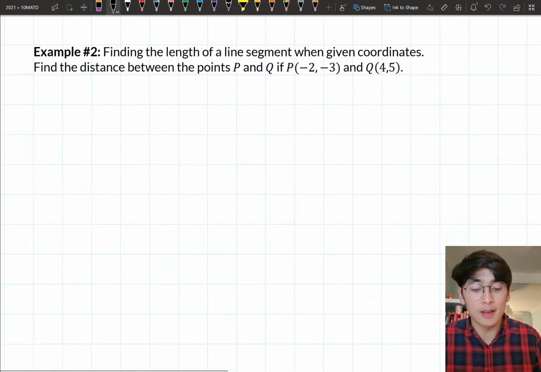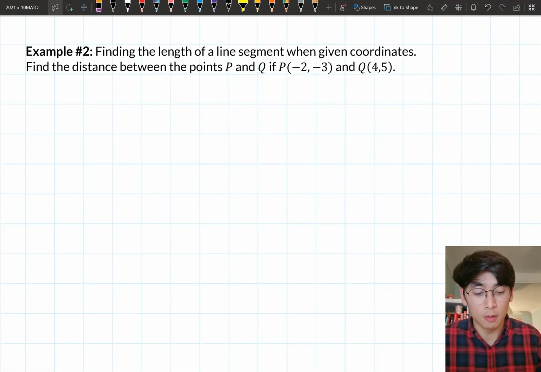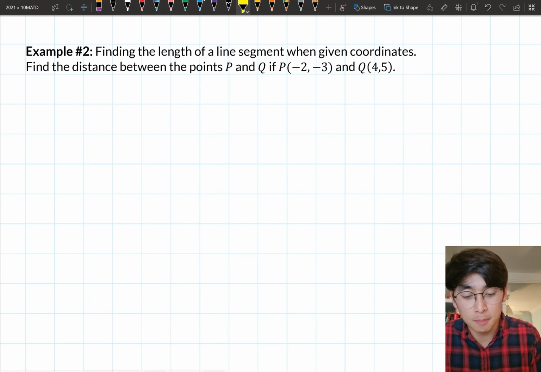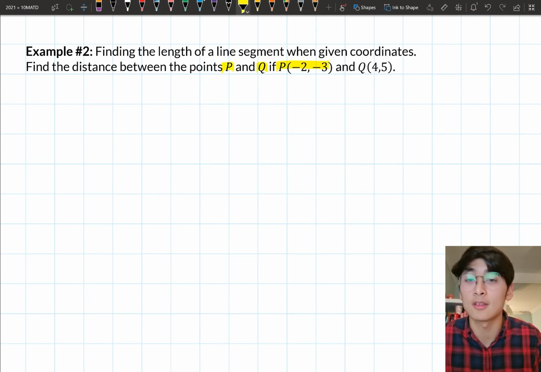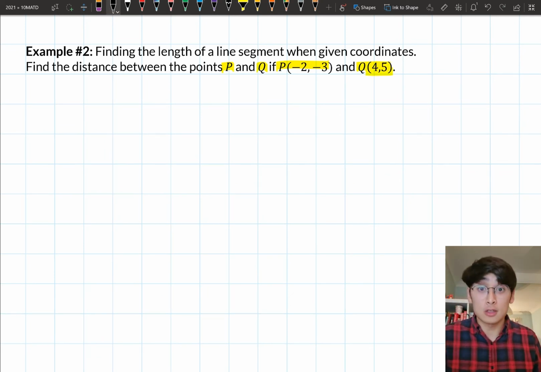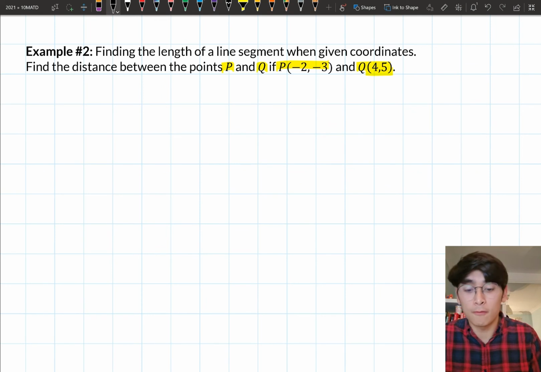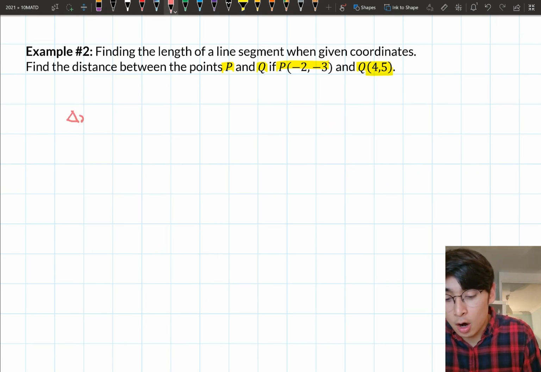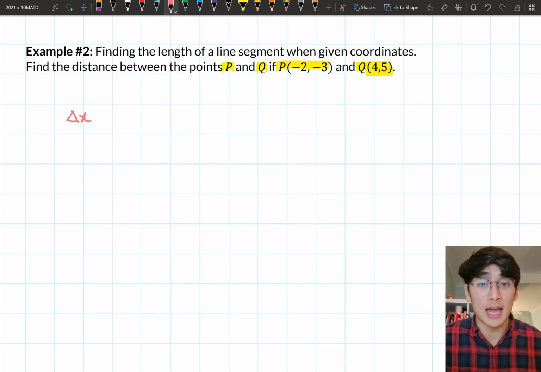Find the length of a line segment when given coordinates. So find the distance between the points P and Q if P is at this coordinate, -2, -3, and Q is at 4, 5. Okay, so let's go through the same steps. What we want to do is first find the horizontal distance. I've called that delta x.